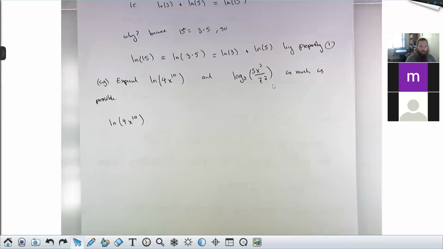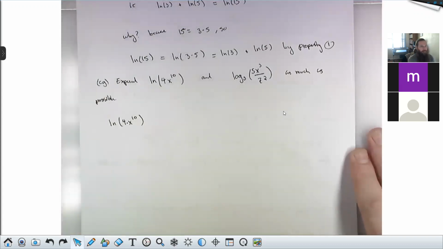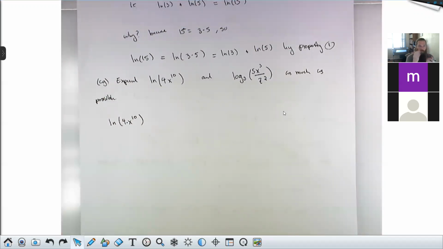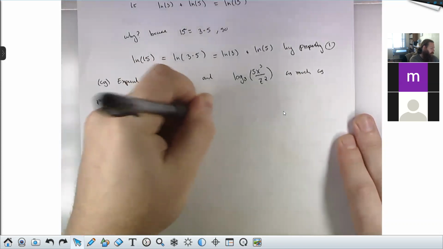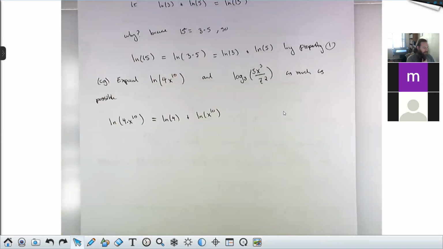All right. What do you see when you look at the ln of 4x to the 10? What sort of property could we apply here? Do you see any multiplication inside that could be turned into addition outside? All right, this is the ln of 4 times x to the 10. So my first step expanding this would be to write it as the ln of 4 plus the ln of x to the 10.